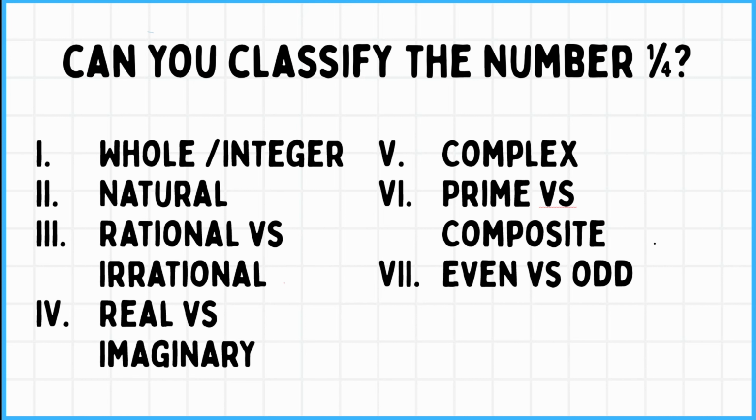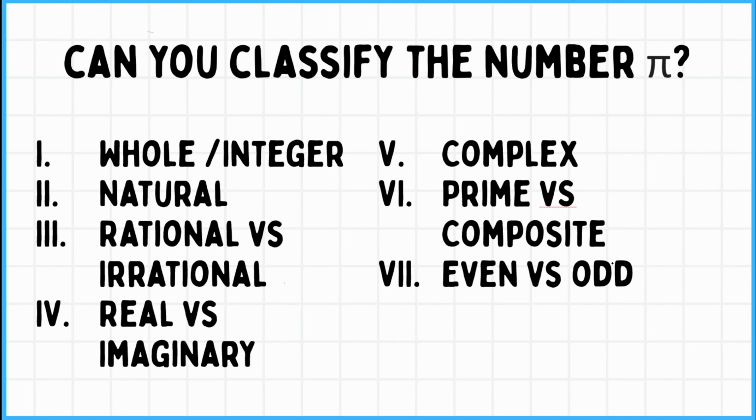Can we classify the number 1/4? So it's not a whole number, it's not an integer, it's not a natural number, it's rational, it's real, it's not complex, it's not prime, it's not composite, and it's not even or odd because it is a fraction.